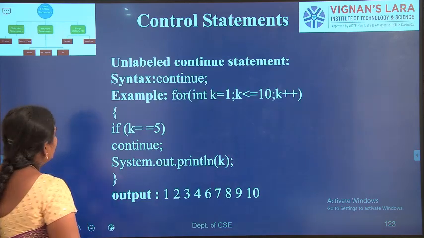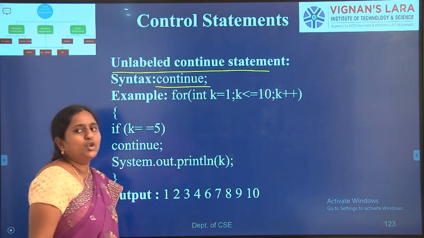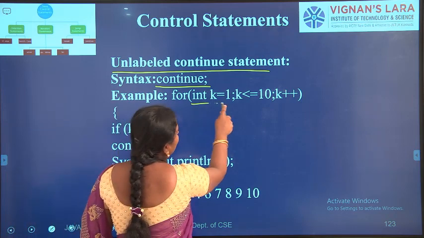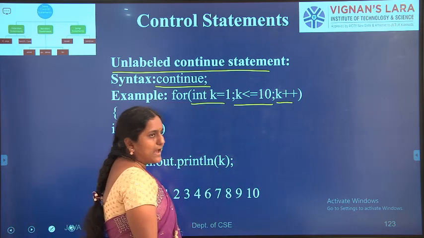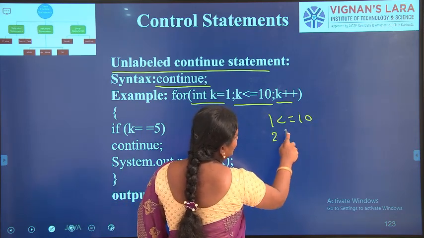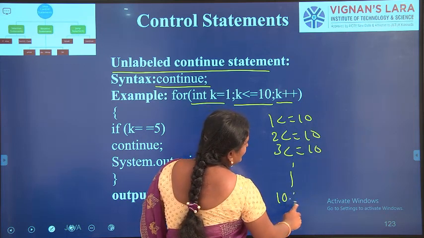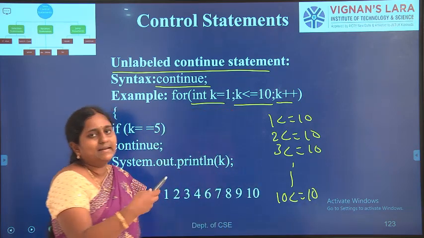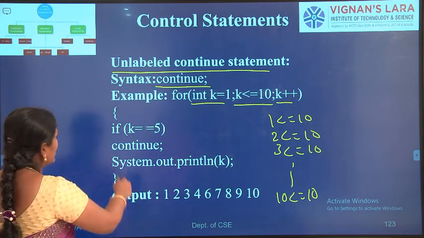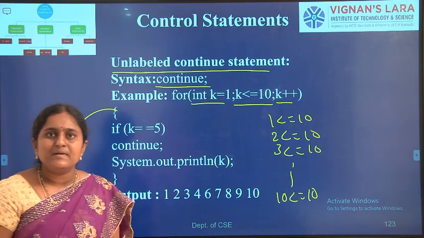Coming to the unlabeled continue statement, the syntax is continue, where continue is the keyword. Coming to the example, for int k equal to 1, k less than or equal to 10, k plus plus. Here the k value starts from 1: 1 less than or equal to 10, it checks 2 less than or equal to 10, 3 less than or equal to 10, and so on up to 10. The loop is iterated until the condition becomes false. If the condition becomes false, the control immediately passes to the next statement after the for loop, and those statements are executed.